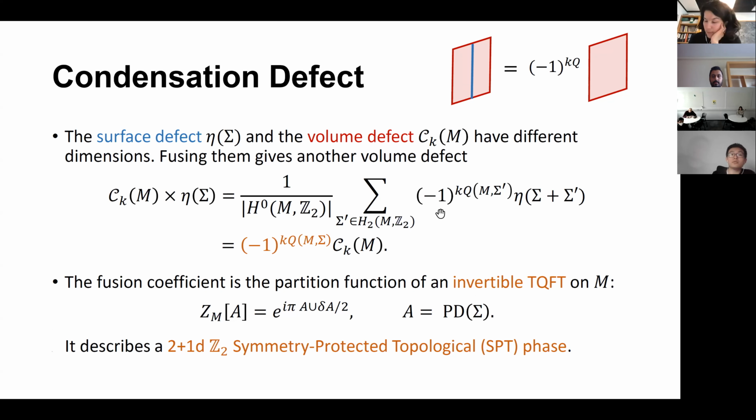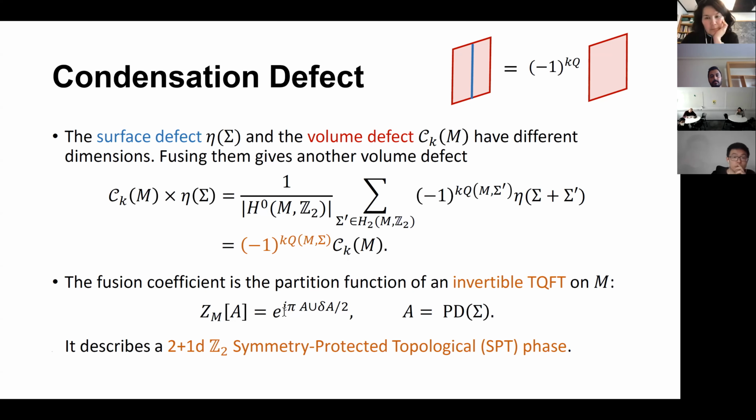When we fuse a symmetry defect with a volume defect, we find that the fusion coefficient in general depends on the underlying manifold N. And this also depends on the surfaces sigma. And the way to think about this fusion coefficient is to think of it as the partition function of an invertible TQFT on the manifold N. So this invertible TQFT has a partition function which is given by a pure phase. And a way to write the action is to just use the Poincare dual of the surface sigma in M and write it as A cup delta A.